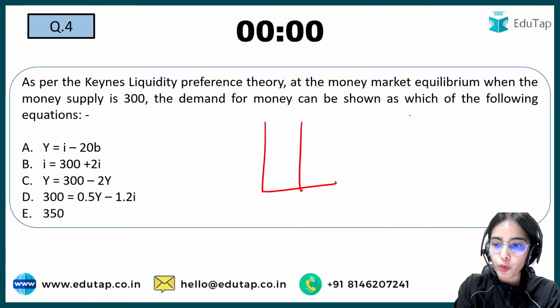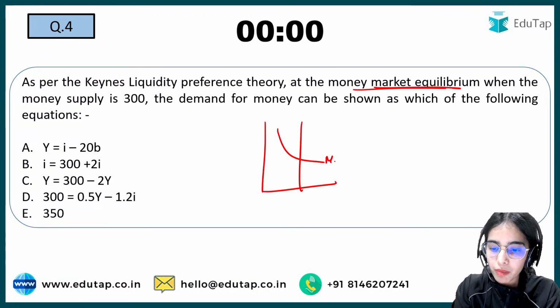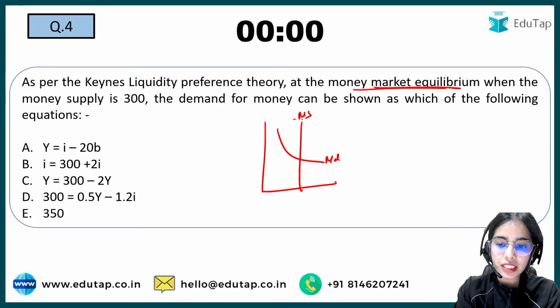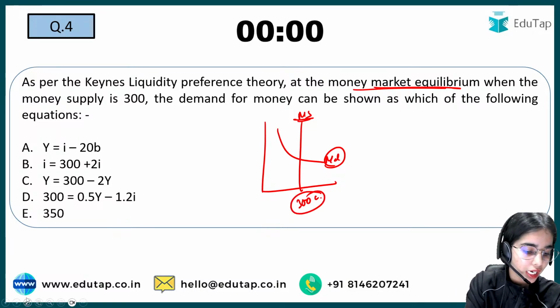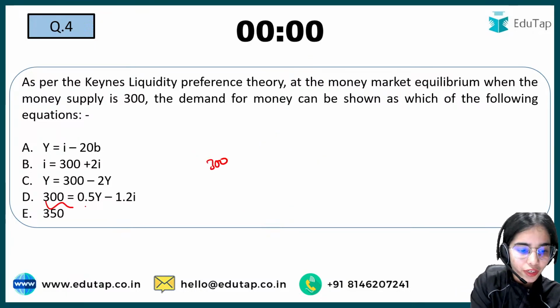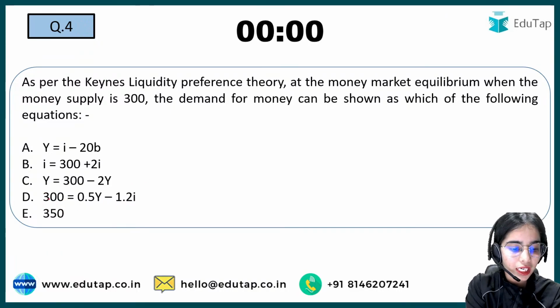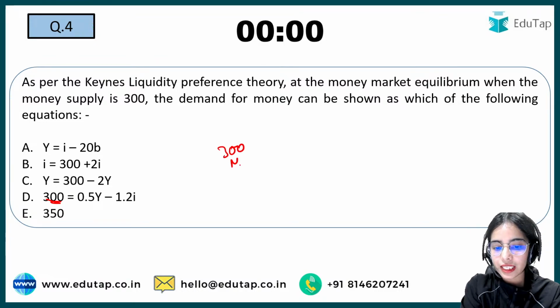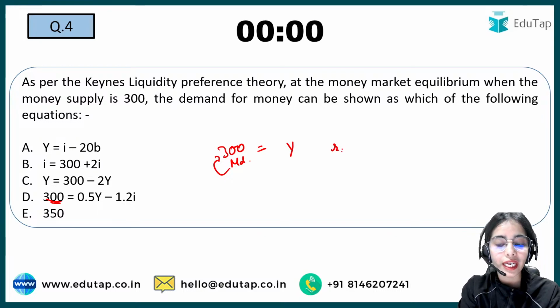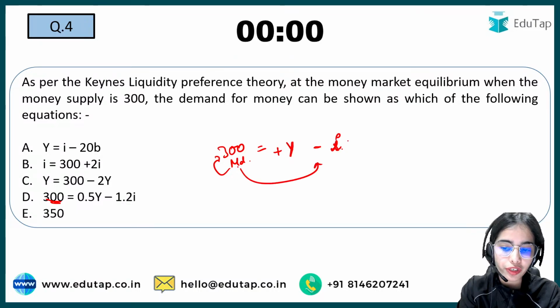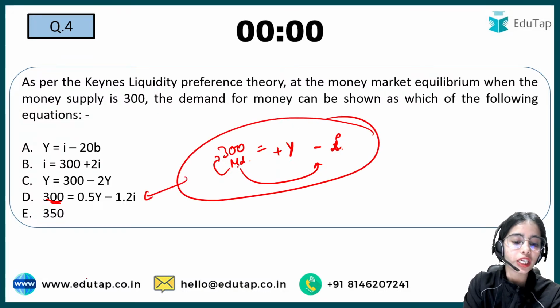at the equilibrium point, at the money market equilibrium, the demand for money is equal to supply of money. That means if the supply of money is 300 crores, the demand for money is also 300 crores. Now, the demand for money is 300, and it depends upon the income and it depends upon the rate of interest. The demand for money is positively related to the income and negatively related to the rate of interest. So this is actually what the equation is showing.